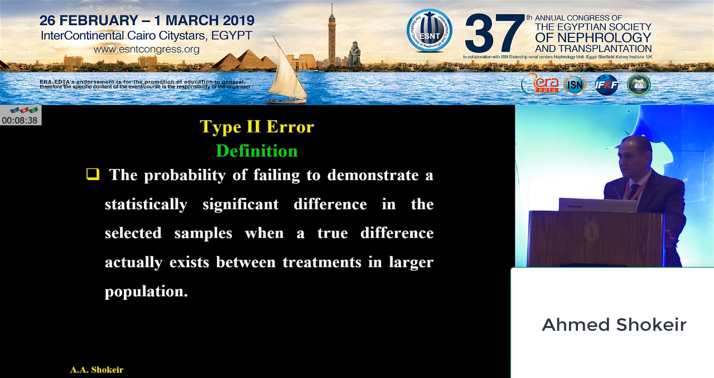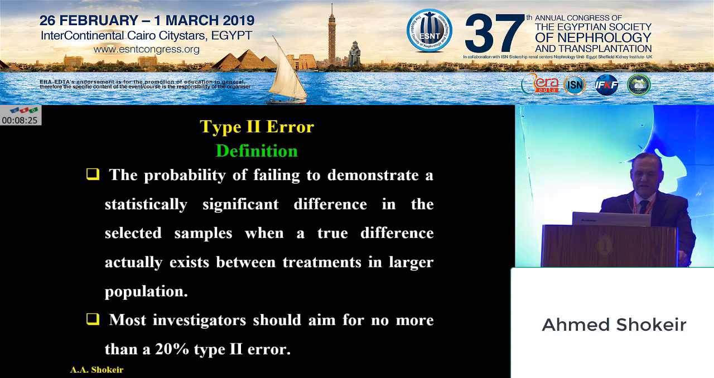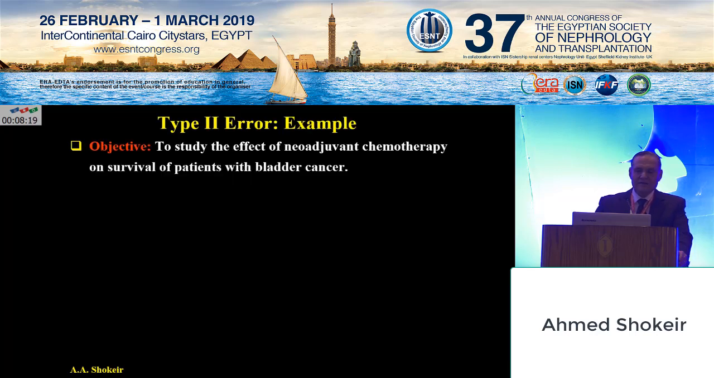Type 2 statistical error is the probability of failing to demonstrate a statistically significant difference in selected samples when a true difference actually exists between treatments in the larger population, and most investigators should aim for no more than 20% type 2 statistical error. And this is a practical example of type 2 error.